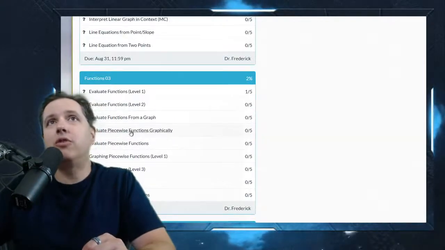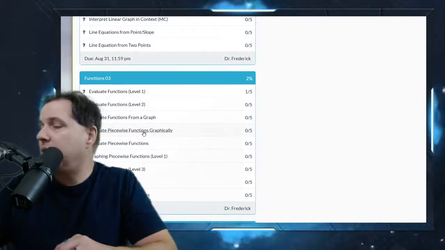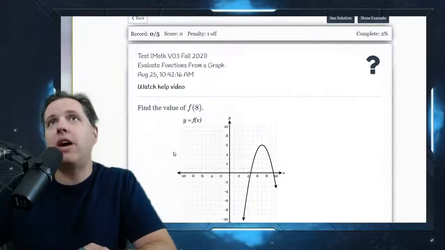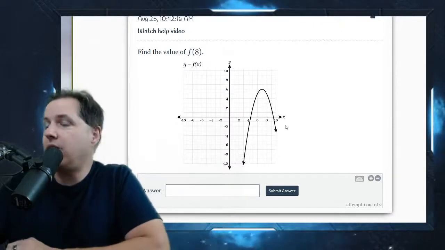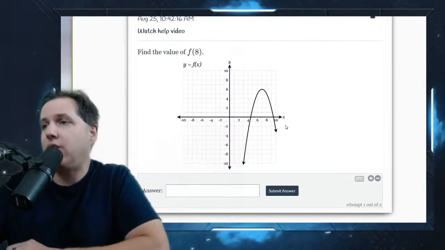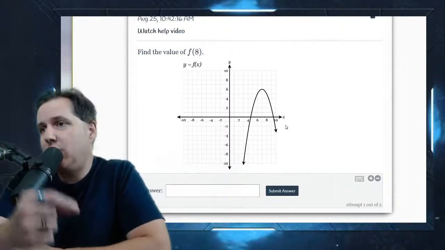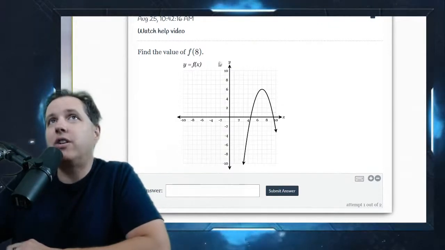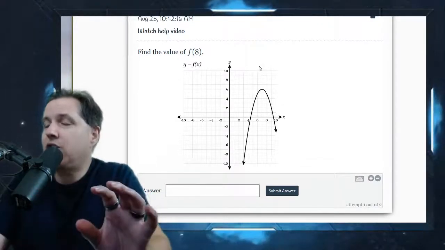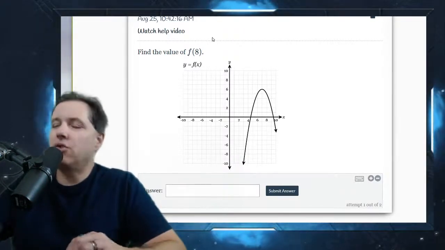Students do get confused, though, sometimes when we evaluate functions from a graph or evaluate piecewise functions graphically. So that's another good place to watch the videos. So here's our graph. I don't have a function like I had a minute ago where I can plug the x value in, right? What we just did, where we substitute in the given number, I can't do that here because I don't have an expression for the function itself. So it's saying find the value of f of 8. So what does that mean?